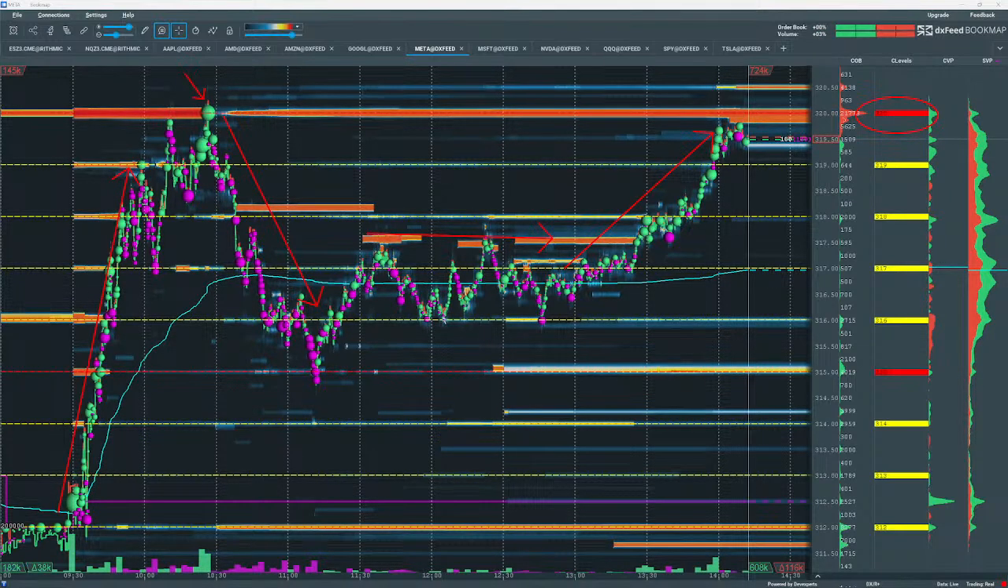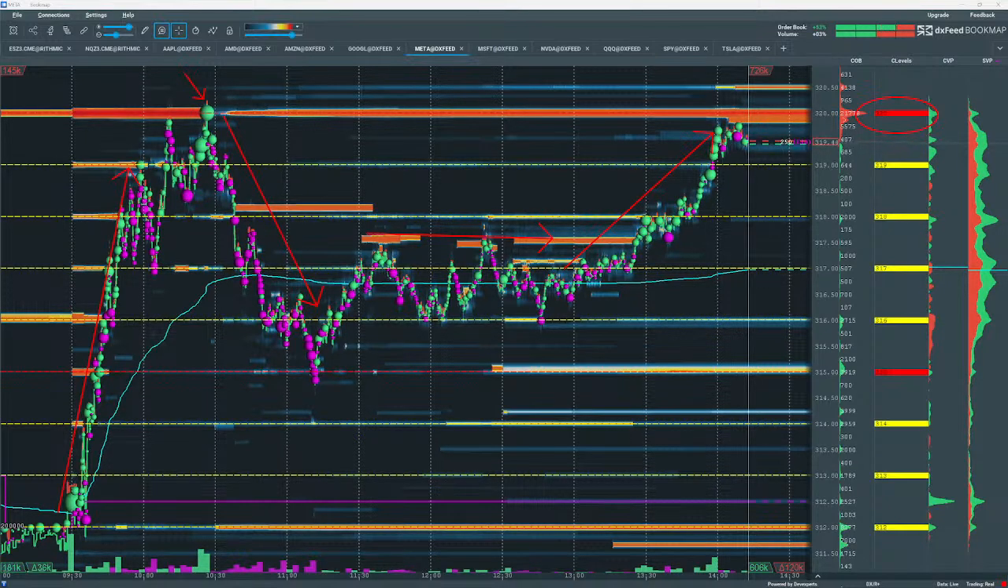So good long setup from the open, and then starting about 10:30, good short setup, or you could sell a call spread there, buy a put spread, as price reverses lower at the 320 call wall that did its job and acted as resistance. So very clear long and short setups in Meta there.